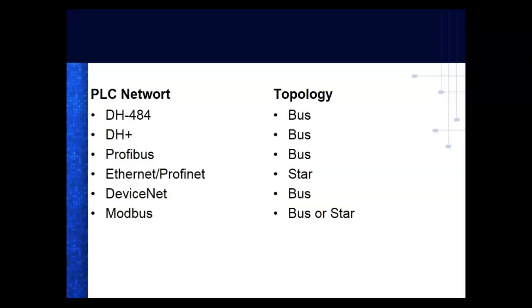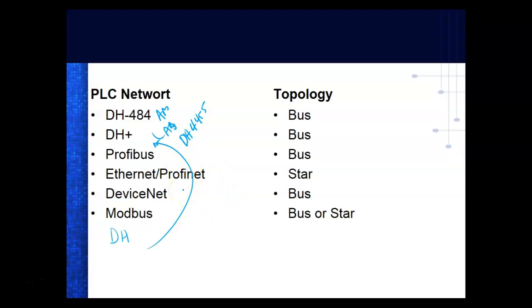So this actually shows you. DH485 is a bus topology. This is an Allen Bradley topology. The DH, which is Data Highway, is a bus topology. DH485, which I left off, I need to put up here because it's Allen Bradley. So this is Allen Bradley. DH485, I'm sorry, is a bus topology, but it's Allen Bradley.